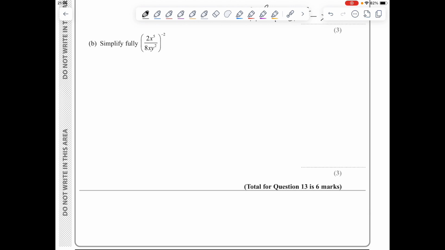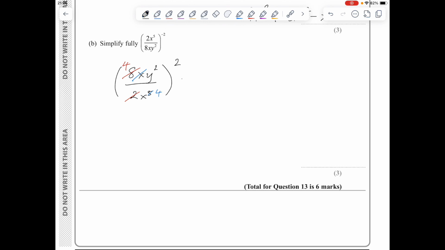For part B, I'll start by flipping my fraction and changing the power to a positive one. So 8xy to the power of 2 over 2x to the 5 and everything to the power of positive 2. Now we'll simplify the 8 with the 2 and I will also simplify the x's. Cancels out at the top. I'll be left with the power of 4 in the denominator.